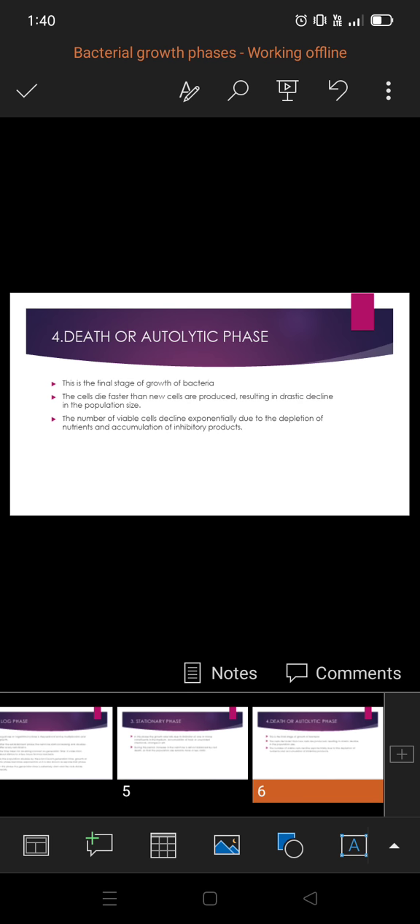The fourth one is death or autolytic phase. This is the final stage of growth of bacteria. In a culture medium, the cells die faster than new cells are produced, resulting in a drastic decline in the population size. During this phase, the number of viable cells declines exponentially due to the depletion of nutrients and accumulation of inhibitory products.